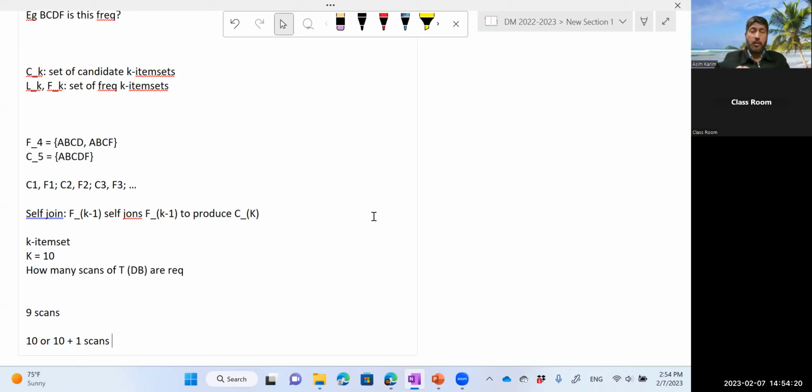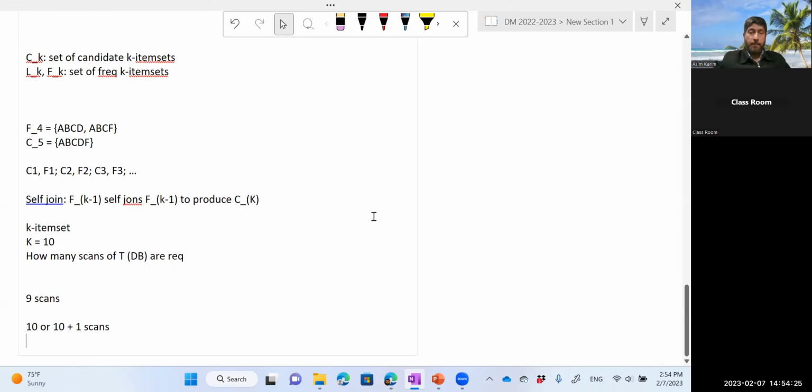So of course, equal to the number of the length of the item set that we have found. So each scan of the database is actually not a trivial scan. मतलब, usually transactional databases are huge and can be massive.